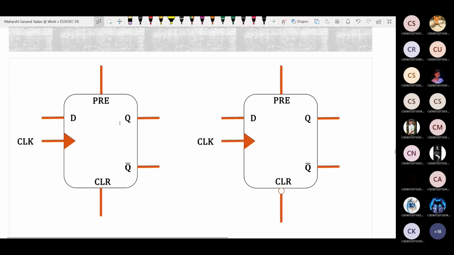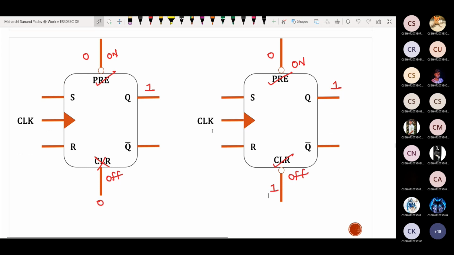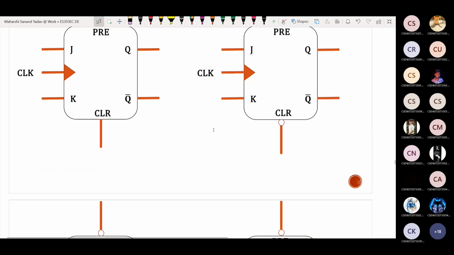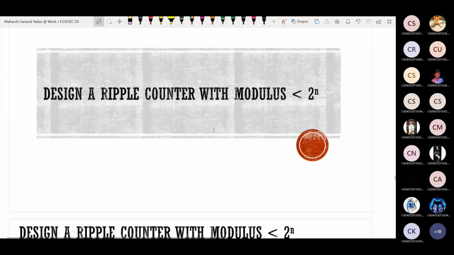So blindly remember, if there is no bubble, in order to turn on, apply 1. If there is a bubble, to turn on, apply 0. Once you are familiar with all these 4 different cases, we can start asynchronous modulus counters. For asynchronous modulus counters, we need to use this diagram, not the earlier one.